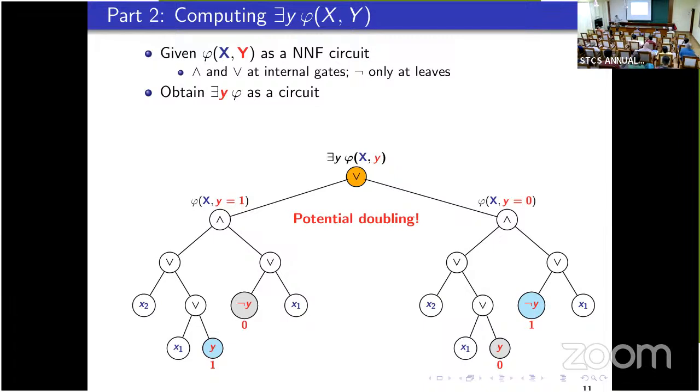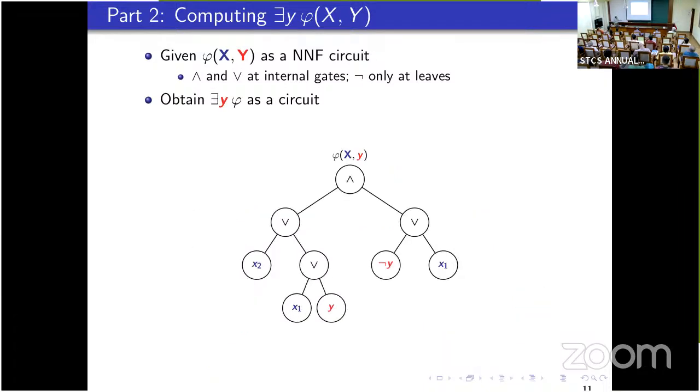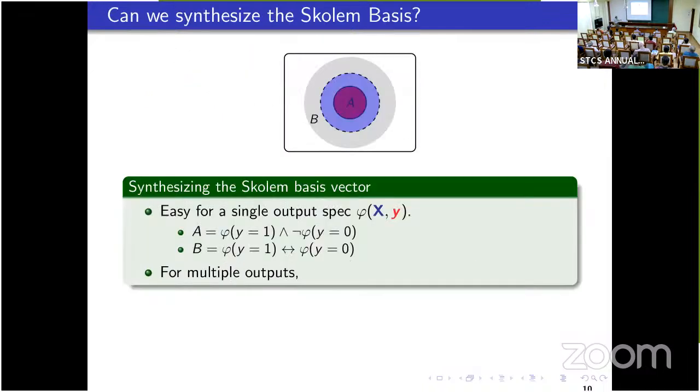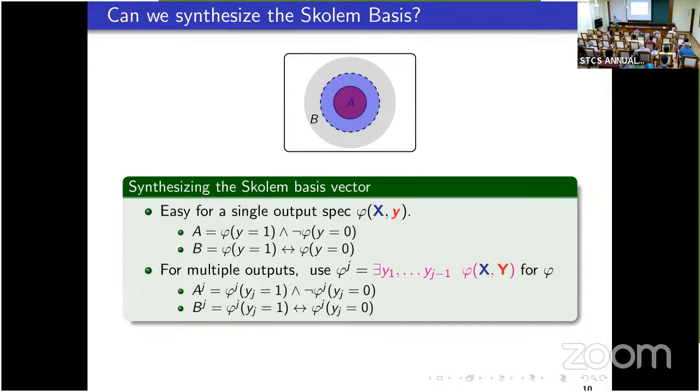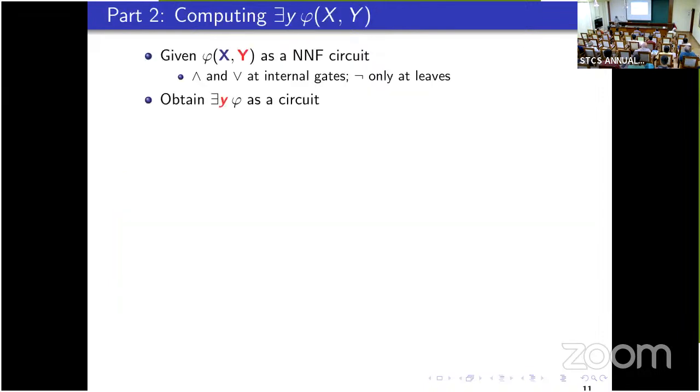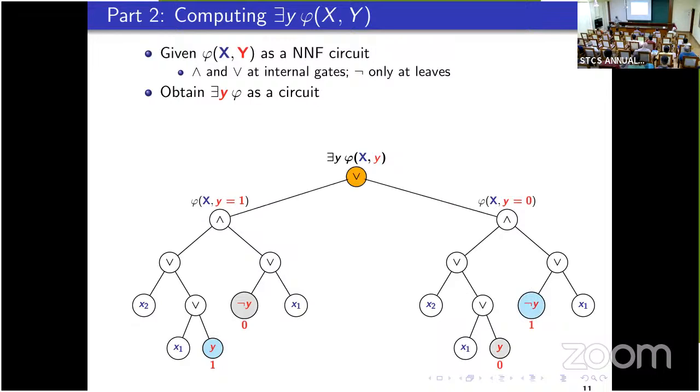Basically, from a circuit for phi, I'm trying to get a circuit for exists Y. Because if I can do this quantification easily, then I can get this Skolem basis, as we showed on the last slide, for multiple outputs. So I'm now trying to focus on how to do this quantification easily as a circuit. Because if I get these as circuits, it's very simple: just set some values to constants. So this is one way to do it, but it's not going to scale because of the potential doubling.